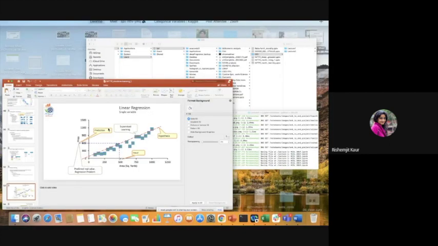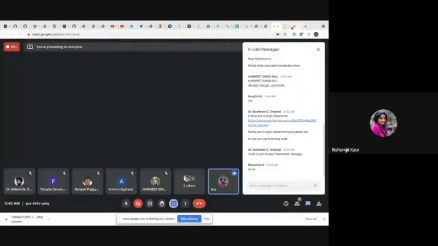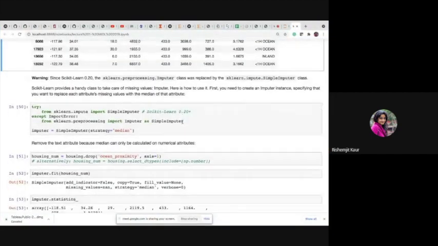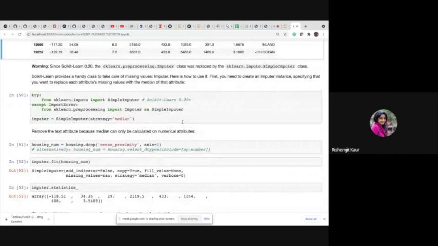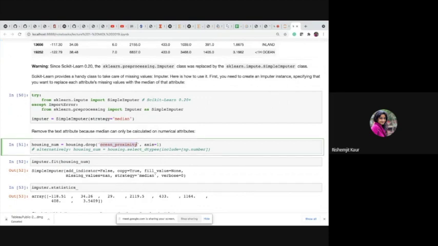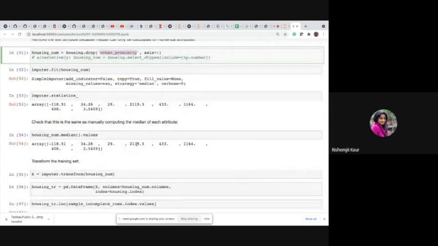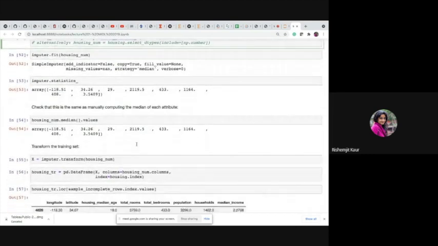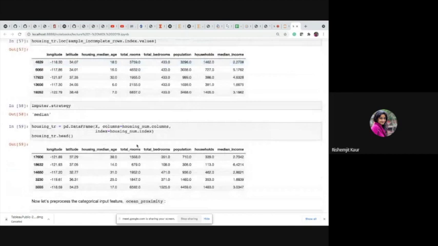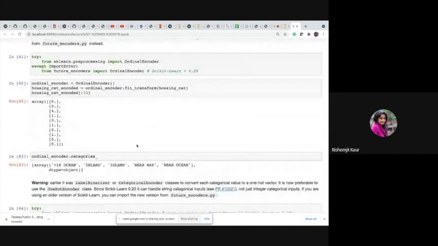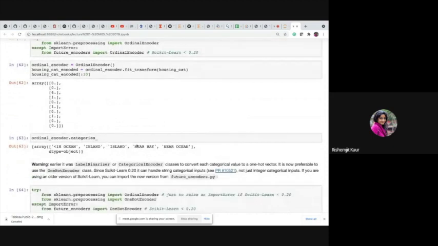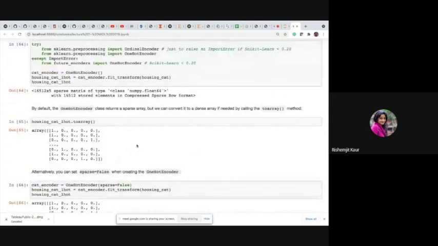Now going back to the code itself, that's what we have done for our variables as well. We had this ocean proximity variable, so we can drop it, or we can replace it with the mean, or we can impute it. I'm sorry, I'm skipping all of these parts so as not to confuse you.